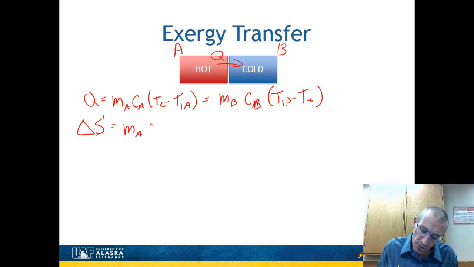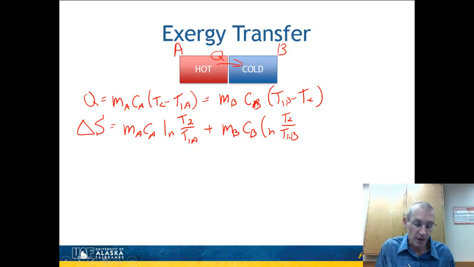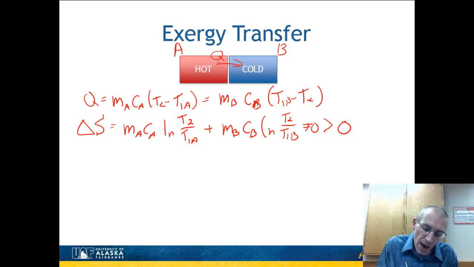If there's an entropy generated, we've seen this before, we can calculate delta S, and delta S would be the mass of block A, heat capacity of block A, natural log of T2 over T1A, and then we need to add the mass of block B, heat capacity of block B, natural log of T2 over T1B. And we know that that is not equal to 0. In fact, it's going to be greater than 0 because some entropy is going to be generated. So we have energy being conserved as we move across. We have entropy being generated as we go up, and it turns out that as we go across here, we have exergy being destroyed.